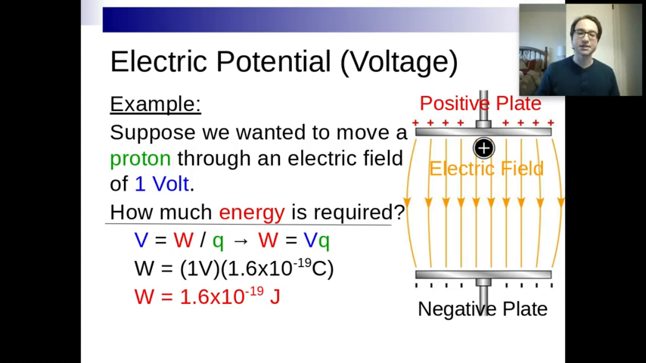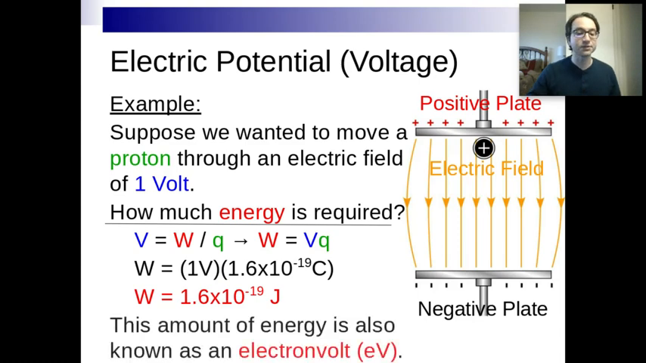I use this example specifically because this amount of energy is also known as an electron volt. We will never use that unit, electron volt, but if you look to any other texts, perhaps, usually charges are given energy values in electron volts rather than joules. But we're going to use joules. That's a standard unit that we're sticking with.